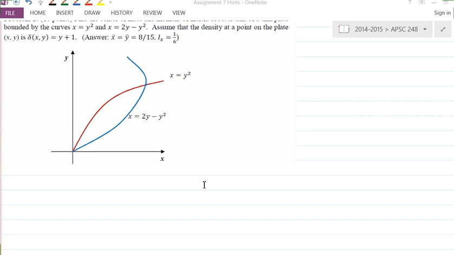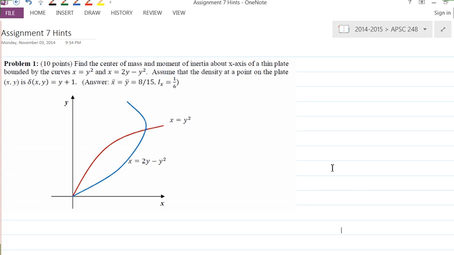Okay, so the primary focus is on finding limits, based on the region and also based on the type of coordinate system we use to evaluate the integrals. First question is basically an application of a double integral. It wants to find the center of mass and moment of inertia of this region R about the x-axis.